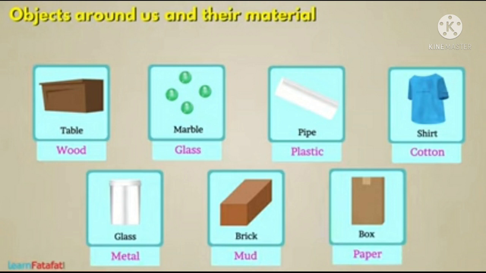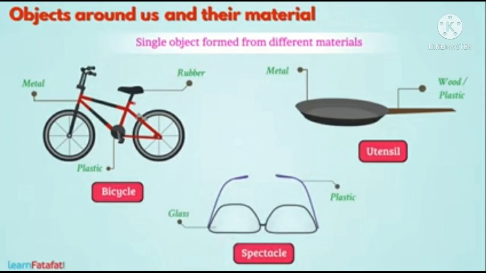We can also classify the objects based on material from which the object is formed. A material is a thing such as wood, glass, plastic, cotton, metal, mud, paper, etc., from which the object can be formed. While classifying the objects, we have to consider a few things. These are: one type of classification is that single object formed from different materials. For example, here bicycle is a single object and is made up of different materials like metal, plastic, rubber, etc.